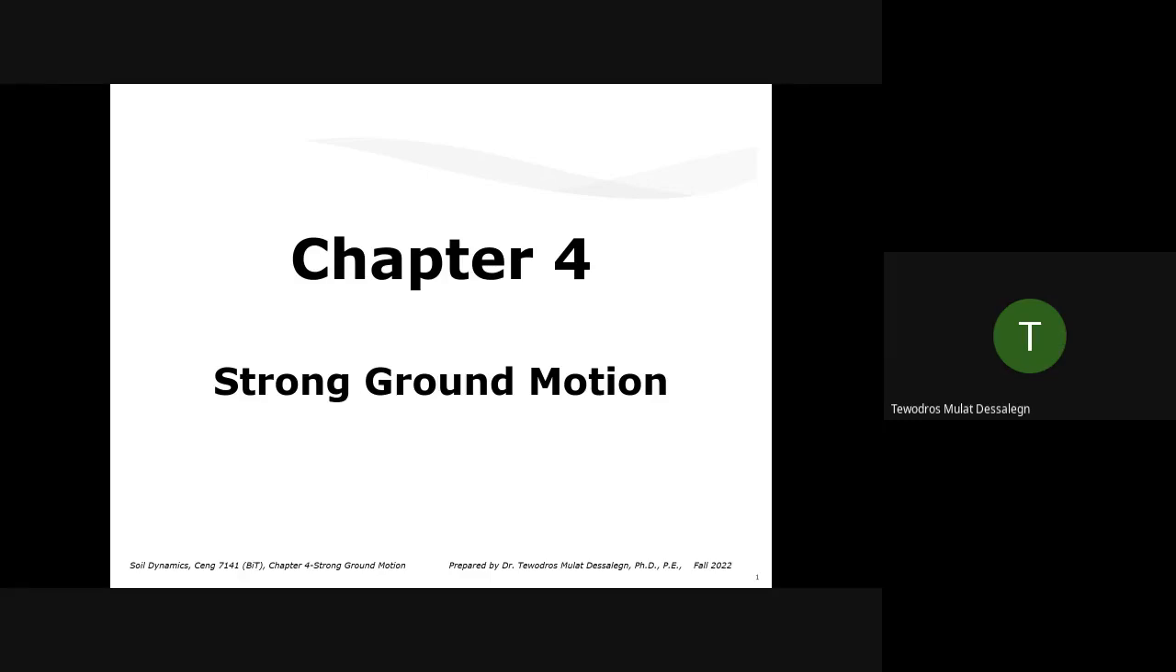Okay, this is chapter 4, strong ground motion. Following the first three chapters: chapter 1 was an introduction to earthquakes, just a general overview. Then chapter 2 was theory of vibration, trying to understand the vibration characteristics of single degree of freedom and multi-degree of freedom systems. And chapter 3, we just finished it.